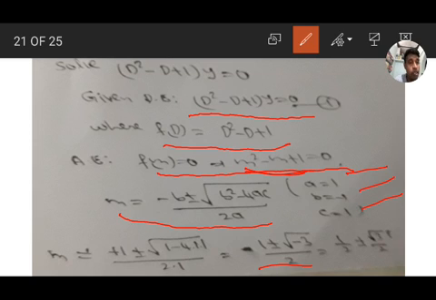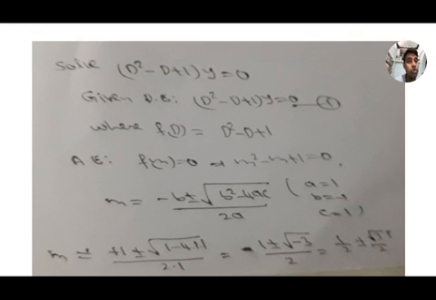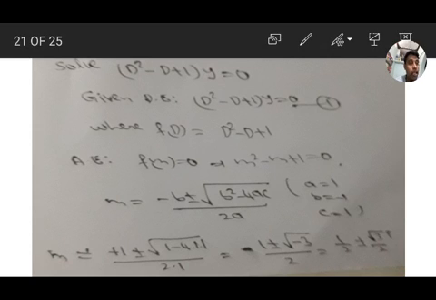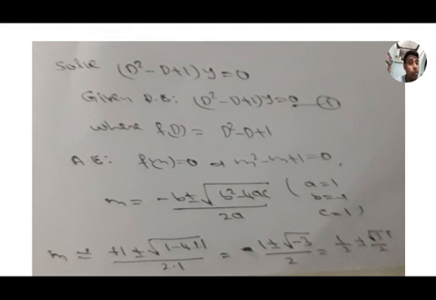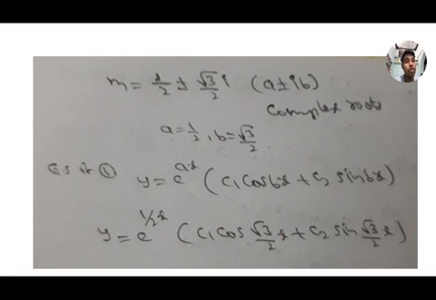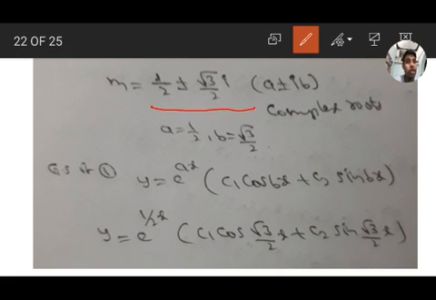Here, separating the division, 1/2 ± √-3 / 2. Root 3 stays as it is, and the square root of minus 1 is i. So we get 1/2 ± (√3/2)i, which means the roots are complex roots of the form a ± ib, where a = 1/2 and b = √3/2.